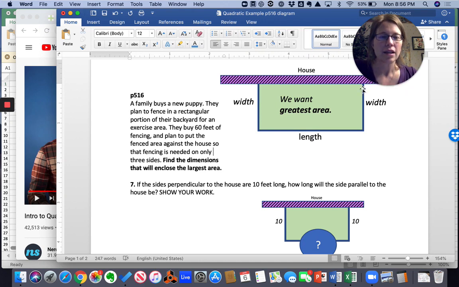So our perimeter of this rectangle isn't actually all the way around the rectangle. Well, the perimeter is, but the amount of fencing that we need is just 2 widths and 1 length. We want to find the dimensions, like they're using the 60 feet of fencing. How wide should this thing be and how long should it be to get the greatest area on the inside?